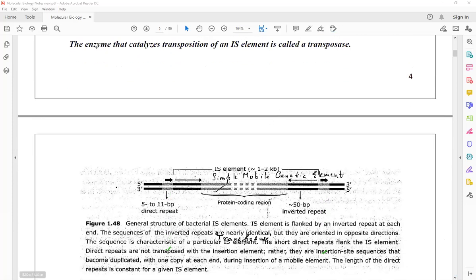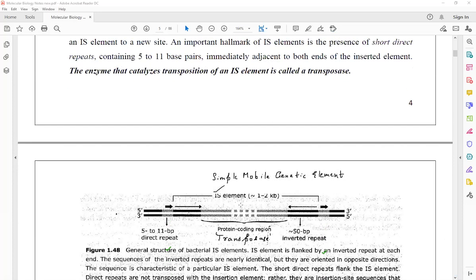So this is how simple transposable elements occur, whereas the composite transposable element will encode, along with the transposase, another gene. Mostly it will be an antibiotic resistance gene. The enzyme that catalyzes the transposition of the IS element from one location to another is referred to as the transposase enzyme. Just to give you a view of how the transposase enzyme works and in what manner it moves the DNA from one location to another, we are also going to look at the animation.